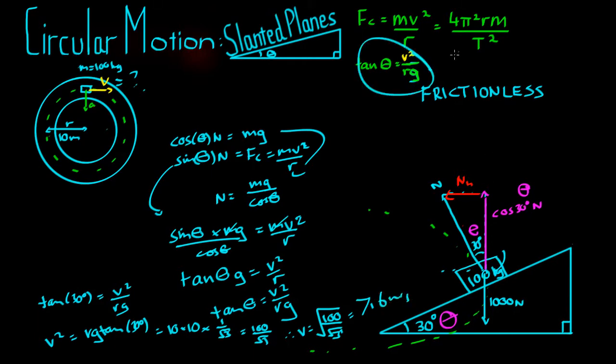So this is a very useful formula. Tan theta equals v squared on rg. Sorry about that. Tan theta equals v squared on rg. To find either, if you know the radius, gravity, and the angle, to find the velocity, or if you knew, say, the radius and the velocity and the gravity constant, to find the angle. Very useful.